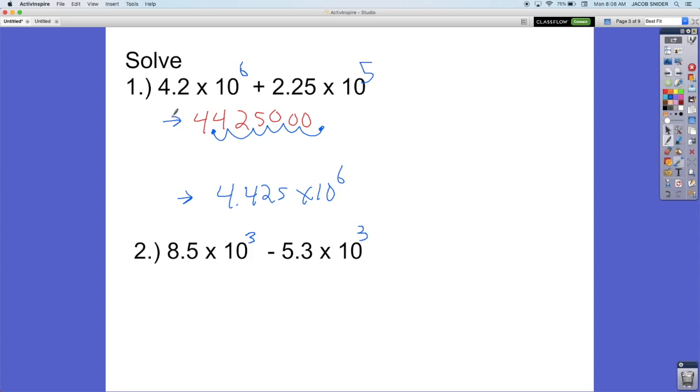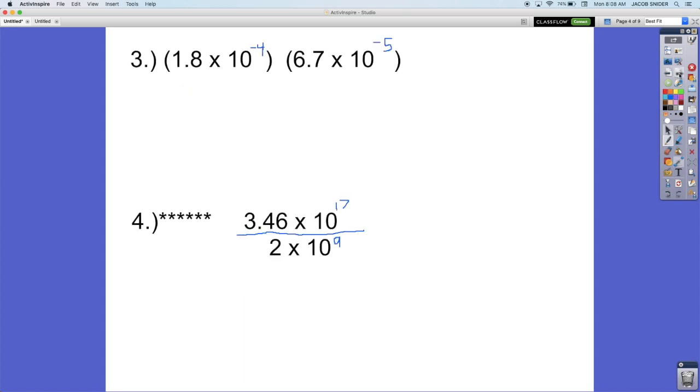Okay, let's try number 2. 8.5 times 10 to the third power minus 5.3 times 10 to the third power. Okay? Gives us an answer of 3200. Once again, if you want to make it into scientific notation, you can, but I'm not going to make you do it. Good with those two?